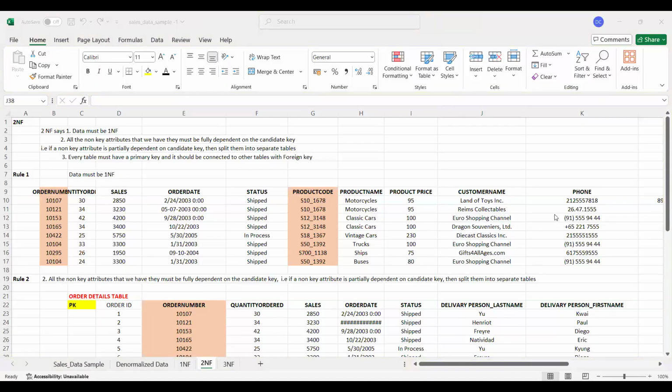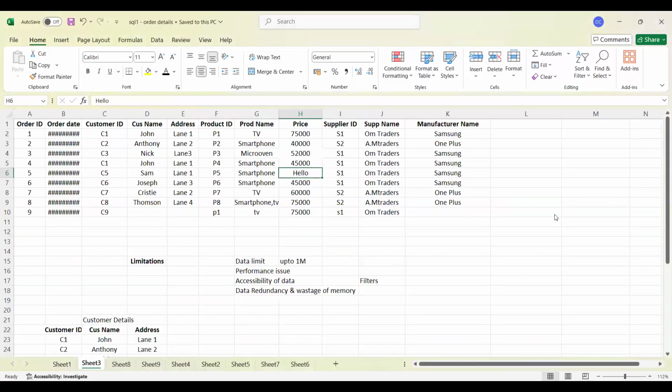No issues, Divya. Yeah, I got it. So this is the file, right? This is the thing which we saw when we were discussing the limitations of Excel.